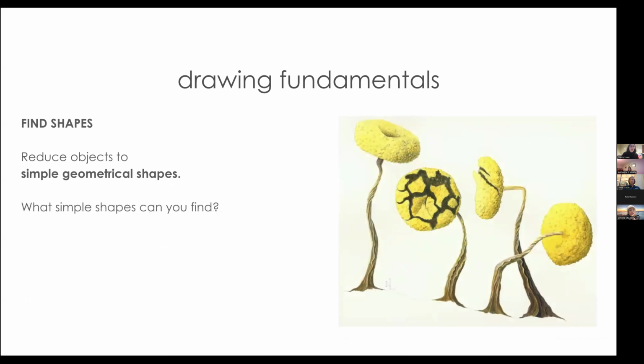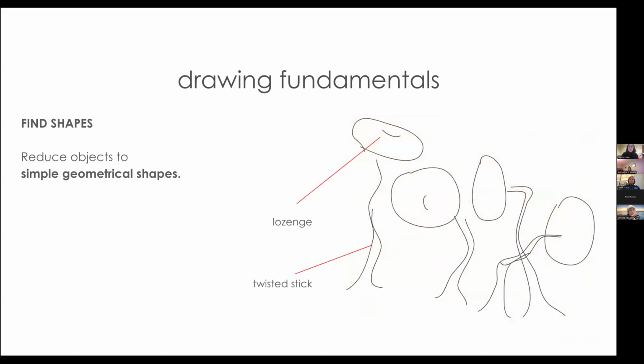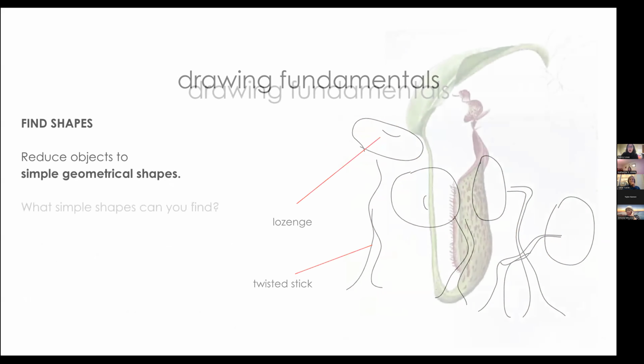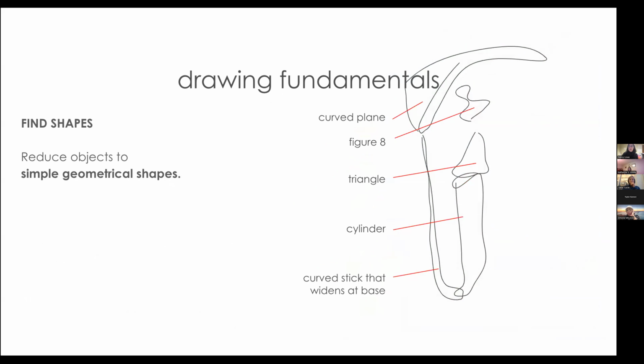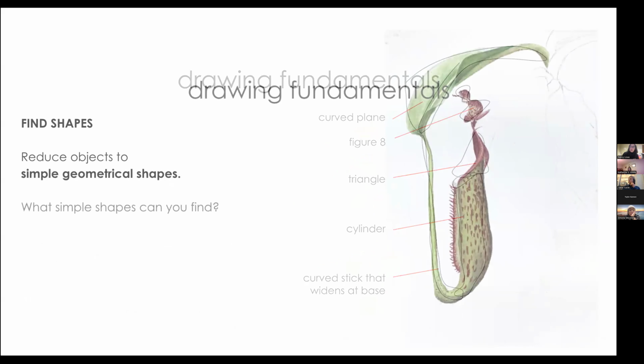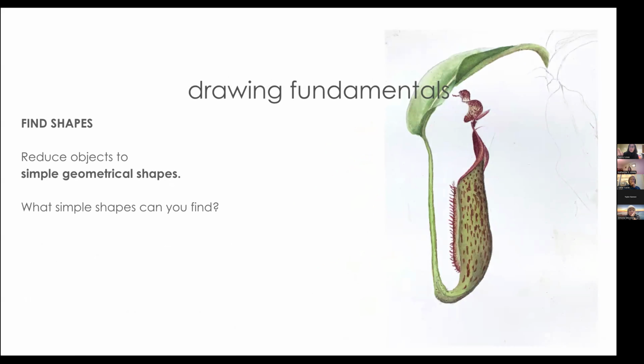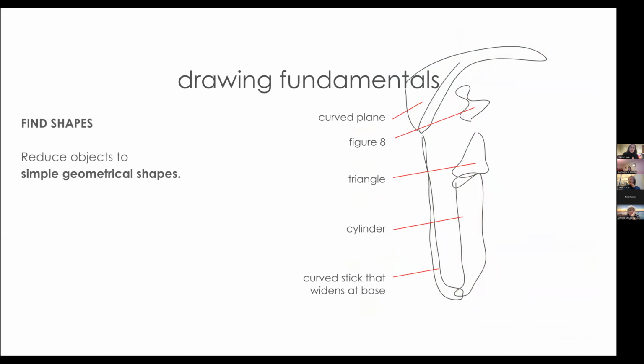Here's an example of a painting that I did, and you could break it down into a lozenge with a little dip in it and some twisted sticks. Here's another example of a Nepenthes pitcher plant, where I broke it down into a figure 8, where the top of that lid of the Nepenthes looks like a figure 8. There's kind of a triangle. There's a cylinder that vaguely shapes into a curve, sort of J at the bottom. There's another sort of long J that happens on the other side and a curved plane.